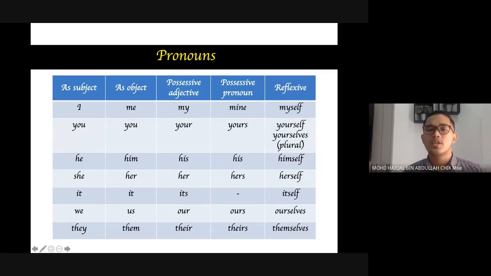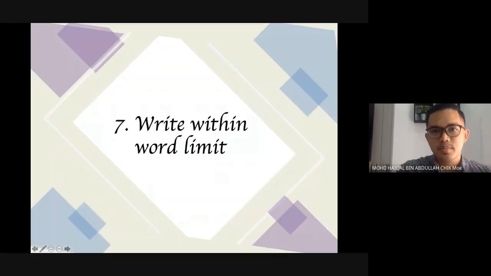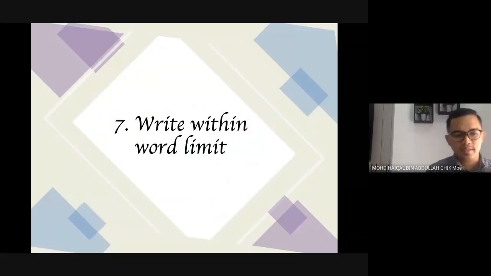So that's why I like to suggest that at the beginning of the year, you ask them to copy this table, or you prepare this table and paste it in their writing book. So at any time they can make a reference for these pronouns. Same goes for the possessive adjective later and also the reflexive. All right, the next one.